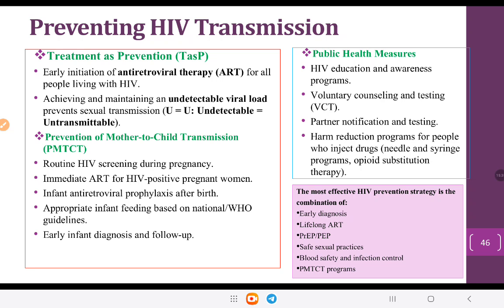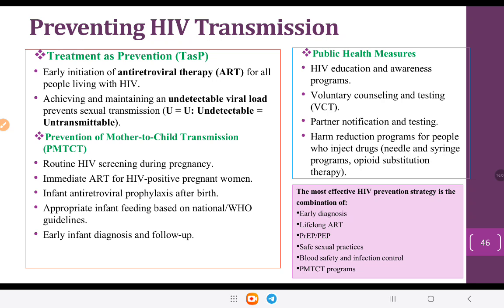People with an undetectable viral load do not transmit HIV through sexual contact. Other prevention methods include pre- and post-exposure prophylaxis. So treatment as prevention: we can use antiretroviral therapy for all people living with HIV who are infected. Achieving and maintaining an undetectable viral load prevents sexual transmission. Next, prevention of mother-to-child transmission.